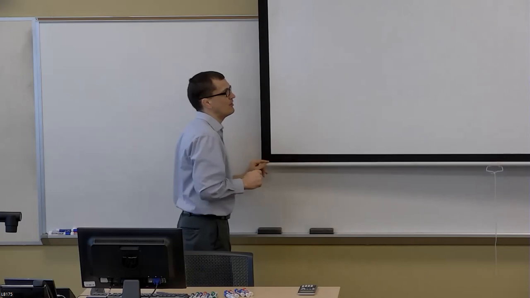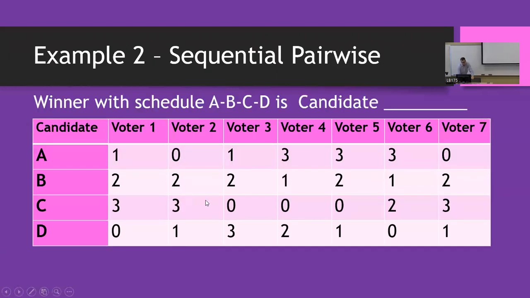So let's do an example or two to go through this. We'll let our sequence be alphabetical, A, B, C, D. And let's therefore look at A versus B. Now, when you go A versus B, you just care about who liked what candidate.